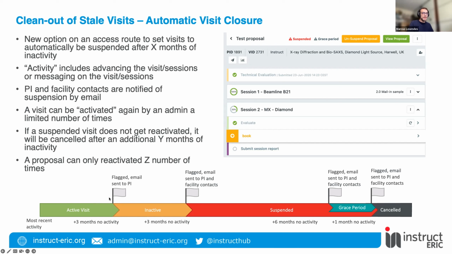But if that doesn't happen, let's say the 6 months suspended period runs out, then it'll go into a grace period. Again, that's customizable, doesn't have to be 1 month, but in this example, it'll go for a 1 month grace period, as you've got in the example of this visit here. It's in its grace period, and then it will get cancelled after that time runs out, and the reason would be cancelled automatically due to inactivity. And another thing to note is that the visit can only be unsuspended a limited number of times. Again, you can set that up on the access route.